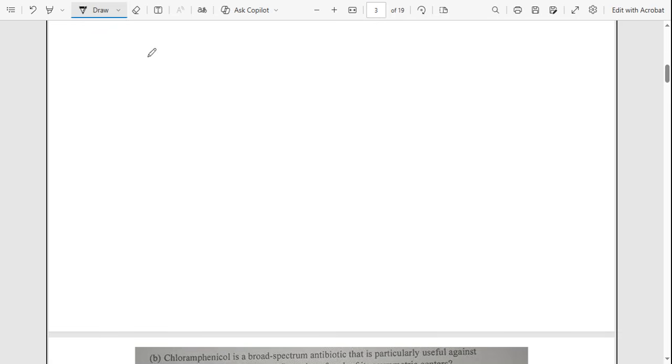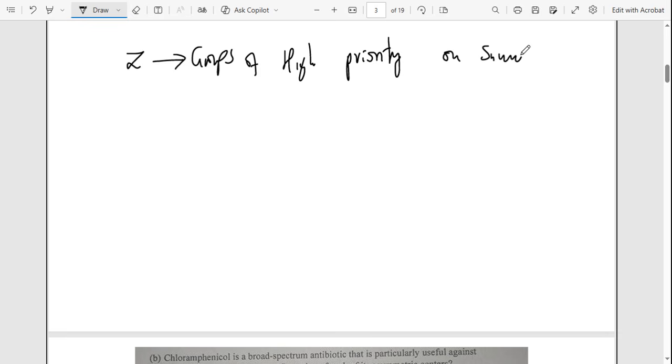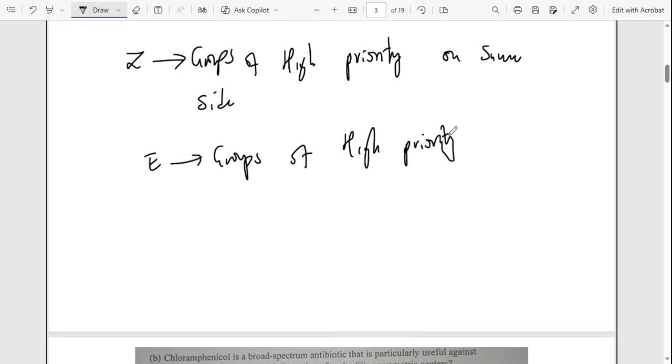So how do you determine Z configuration? For Z, you look at groups of high priority on the same side. And when you're looking at the E configuration, the groups of high priority are on opposite sides. And that's very important to make sure that you just understand.